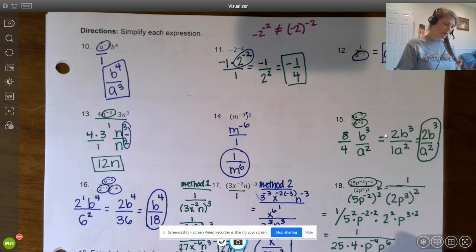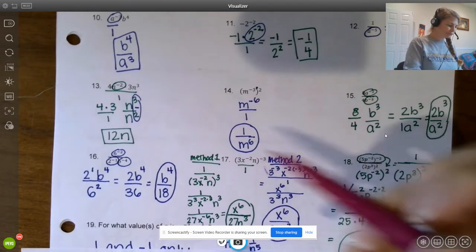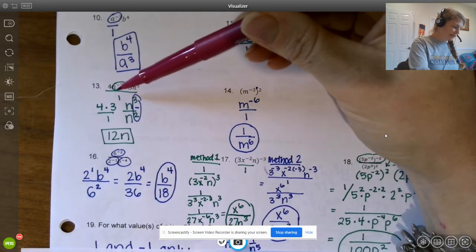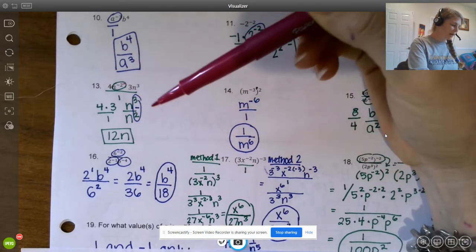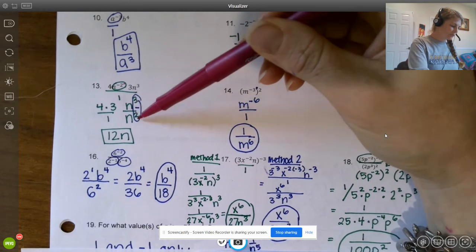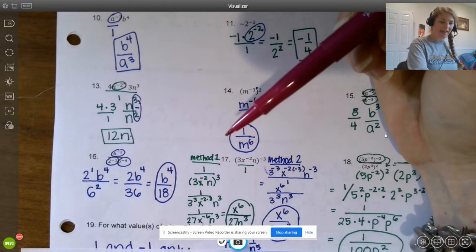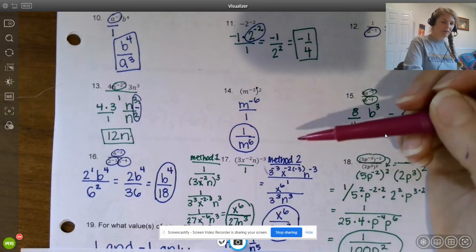Be careful with that problem. Okay, 13, n to the negative second is the only power that needs to be moved. 4 times 3 is 12. N to the third over n to the second, there will only be one factor of n remaining in the numerator. 12n is your final answer for 13.